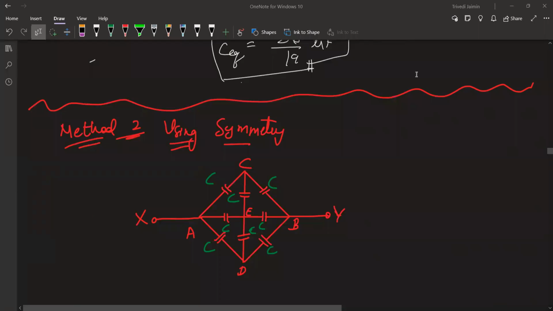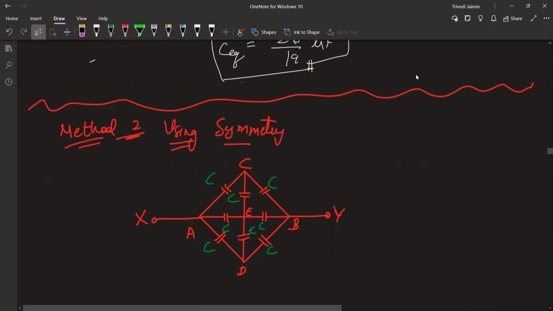So these are all symmetry. See, this one is symmetrical here. This one is symmetrical. In short, symmetry about xy. So xy we are taking as the axis. XY is our axis.